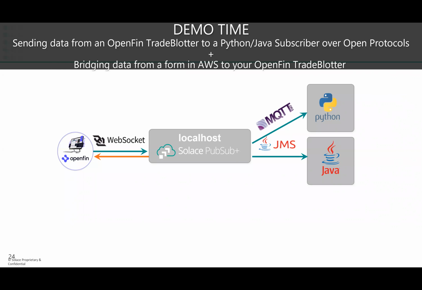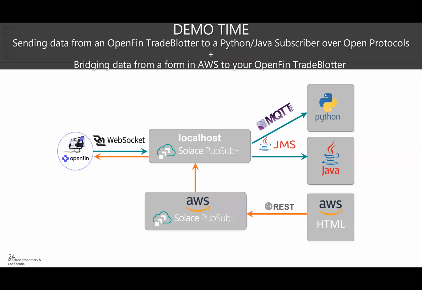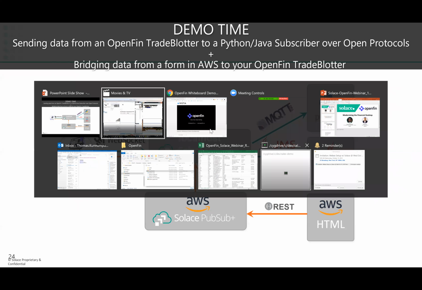It's dead simple. In addition, we're going to spin up a broker in the cloud in AWS. We're going to do RESTful interactions, which is a protocol we support out of the box without the need for standing up any adapters. We're going to do a RESTful interaction with the PubSub Plus broker and have that translated by the broker into a stream, bridge it to the PubSub Plus broker running on my desktop, and ultimately to your OpenFin client. All right, so now I'm just going to spin up.